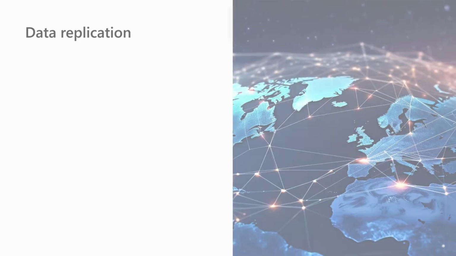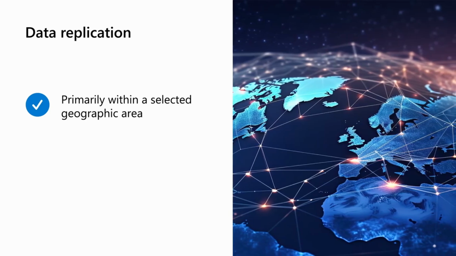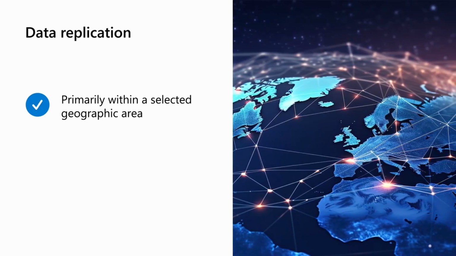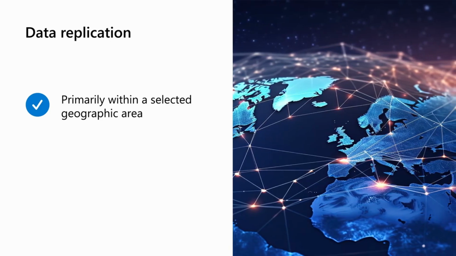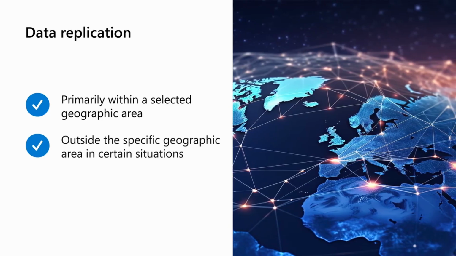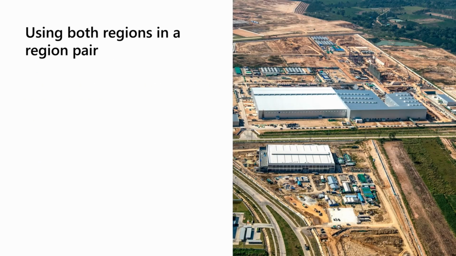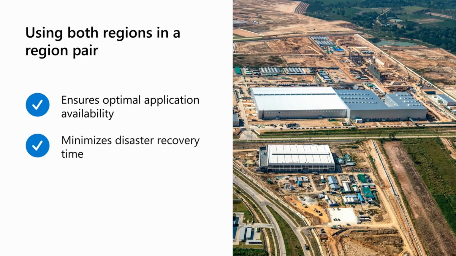In Azure, customer data is primarily replicated within a selected geographic area. This replication enhances data durability in the event of a major data center disaster. However, there are situations where you may decide to replicate data outside of the specific geographic area. We recommend configuring business continuity and disaster recovery, also known as BCDR, across regional pairs to benefit from Azure's isolation and virtual machine policies. It is also a good practice to use both regions in a region pair for applications that support multiple active regions. Multiple regions ensure optimal application availability and minimize disaster recovery time.